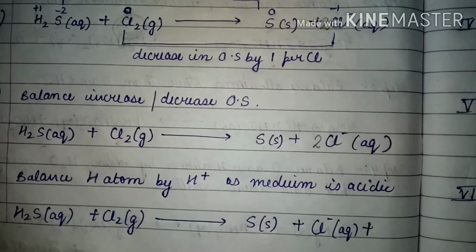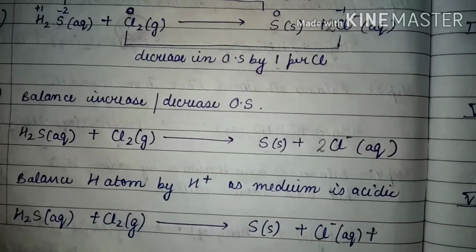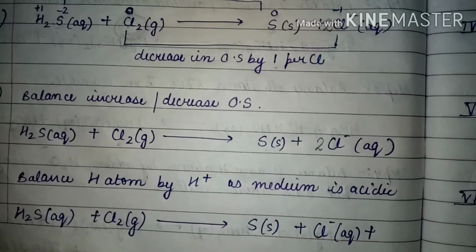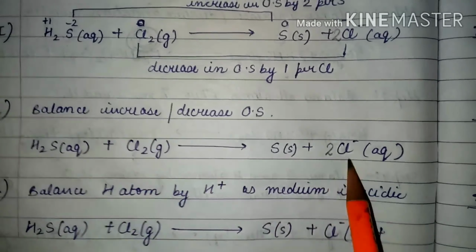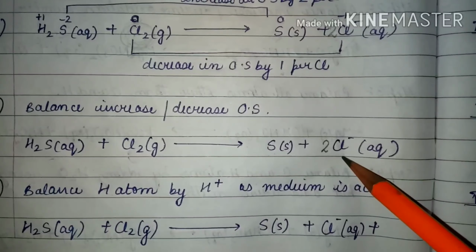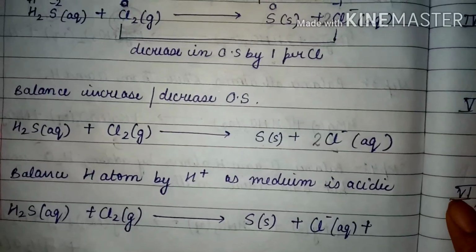Third step would be to balance the atoms other than oxygen and hydrogen. So you can see that sulfur is 1, sulfur is 1, chlorine is 2, and 2 chlorine are here. Okay, so they are balanced. Step 3 is already done.